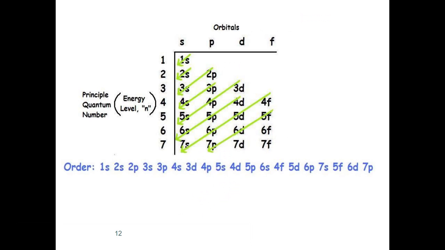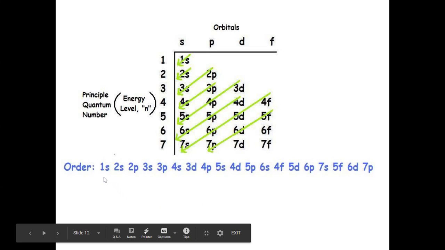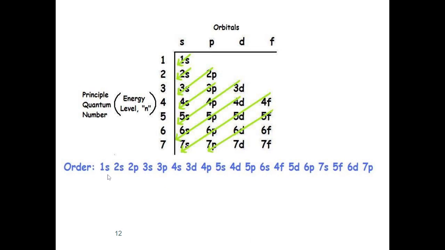So here you go. If you write it in order, this is the order. It's going to be 1s, and then the 2 would be its exponent. 1s2, 2s2, 2p6, 3s2, 3p6, 4s2, 3d10, and so on and so forth.